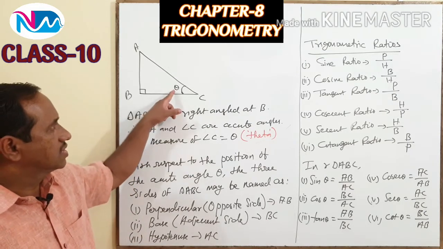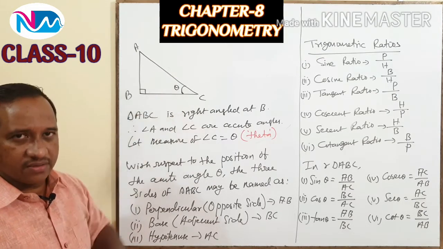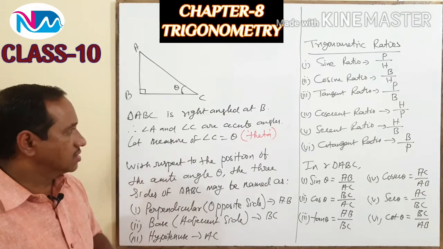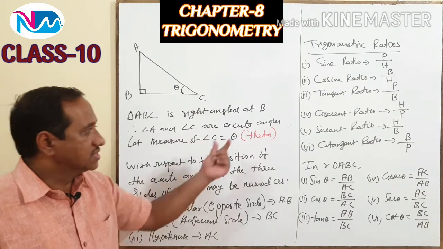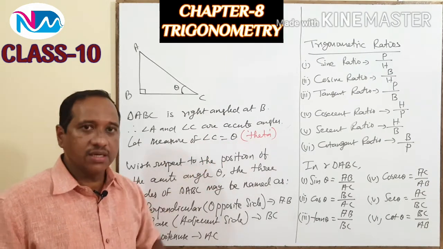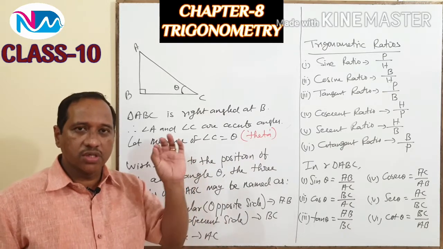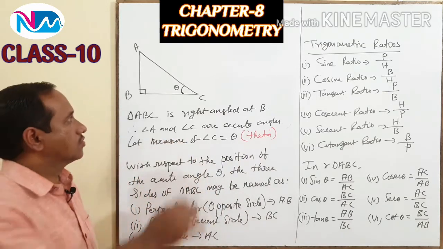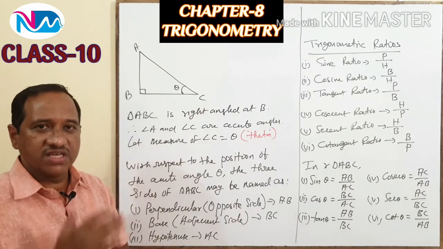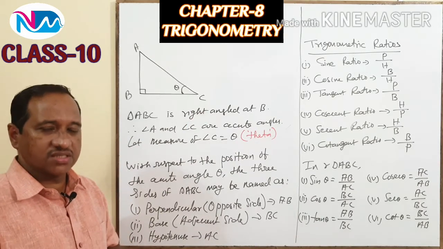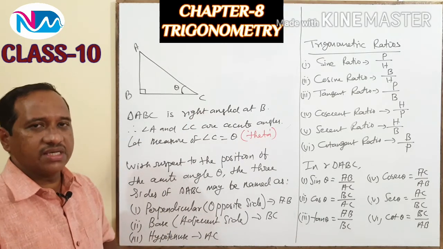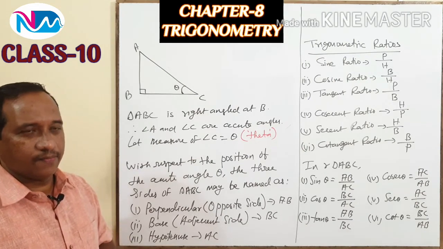I represent the measure of angle C by a Greek letter theta. This is a Greek letter theta which is used to represent the measurement of angle C, which is an acute angle, such as 40 degree, 50 degree, 60 degree, like that.